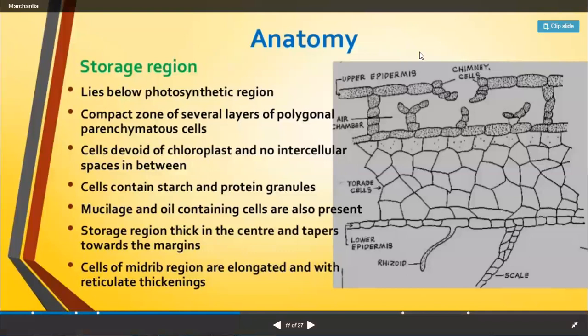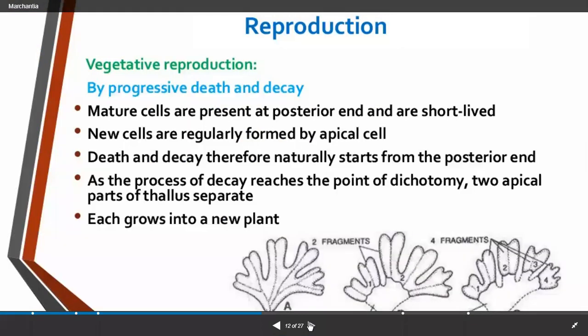In the next section, we'll be studying the reproduction of the Marchantia. Okay, so reproduction is of two types: vegetative reproduction and sexual reproduction. We'll study in detail in the next session.